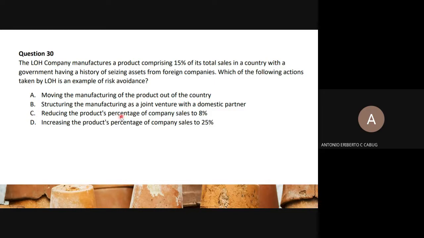Letter C is risk reduction. Letter D, you are accepting more risk, no? Okay, the correct answer is A. Pag sinabing avoidance, totally, ayaw mong makakuha ng ganong risk. Moving the manufacturing of the product out of the country will totally remove you from the position of being dependent on this kind of risk. Political risk, no? You may avoid it by all means. Moving the manufacturing of the product out of the country.